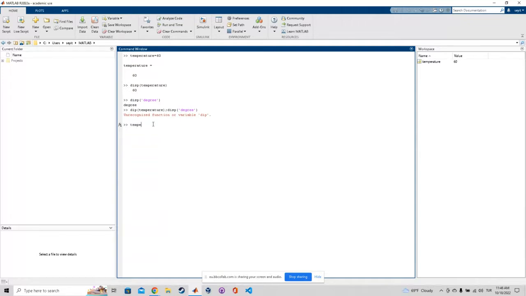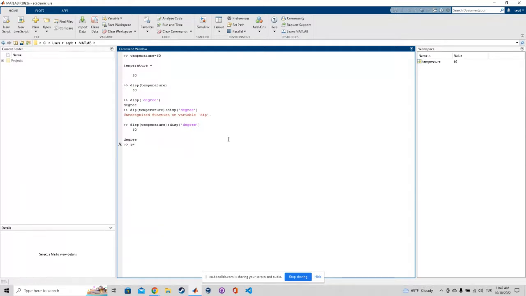See, temperature equals 60. Temperature. All right, here we forgot an s here, so let's write it here again. Say 60 degree. As you can see, you can write this display on your screen.